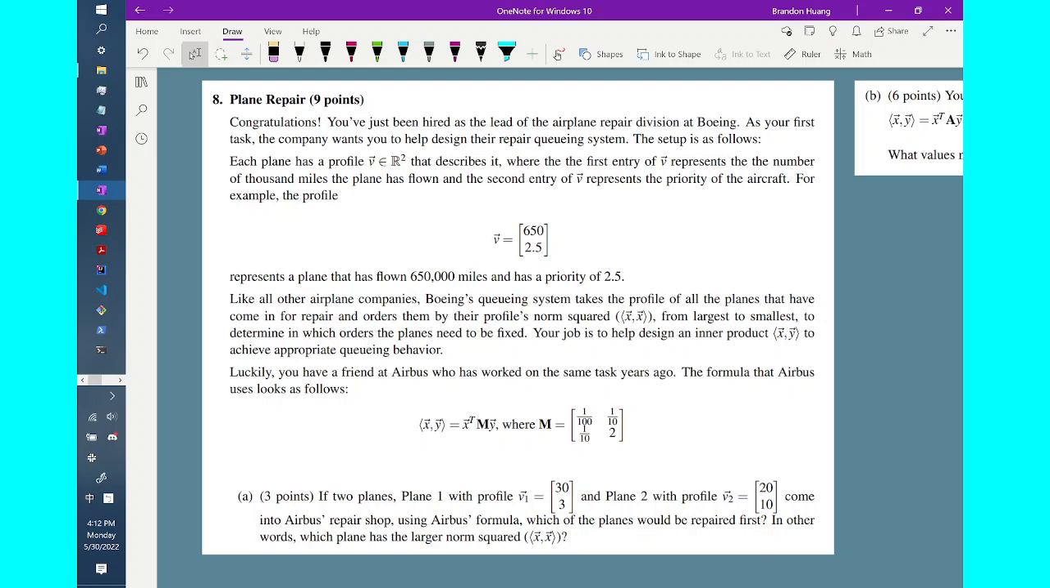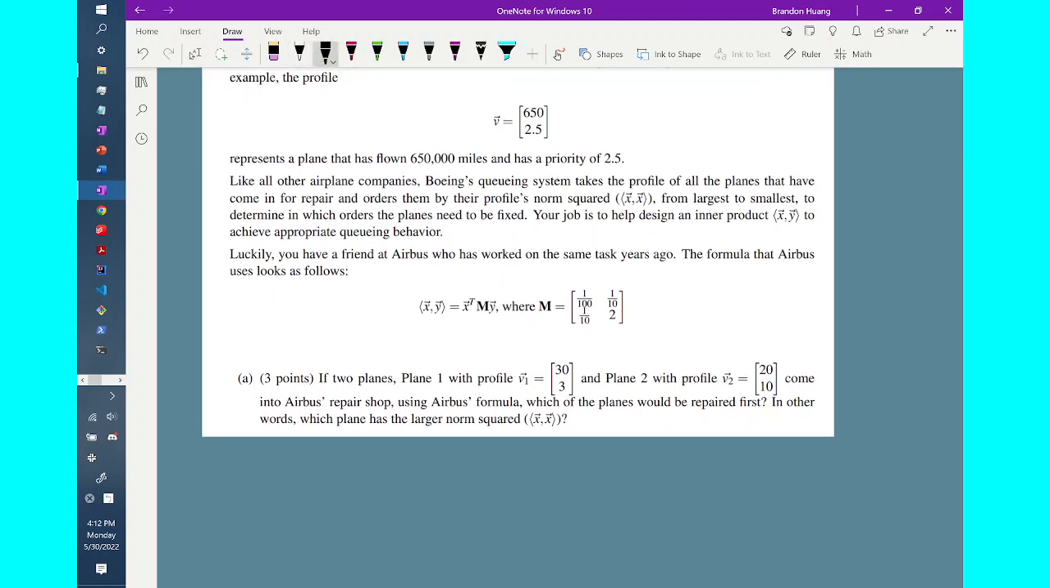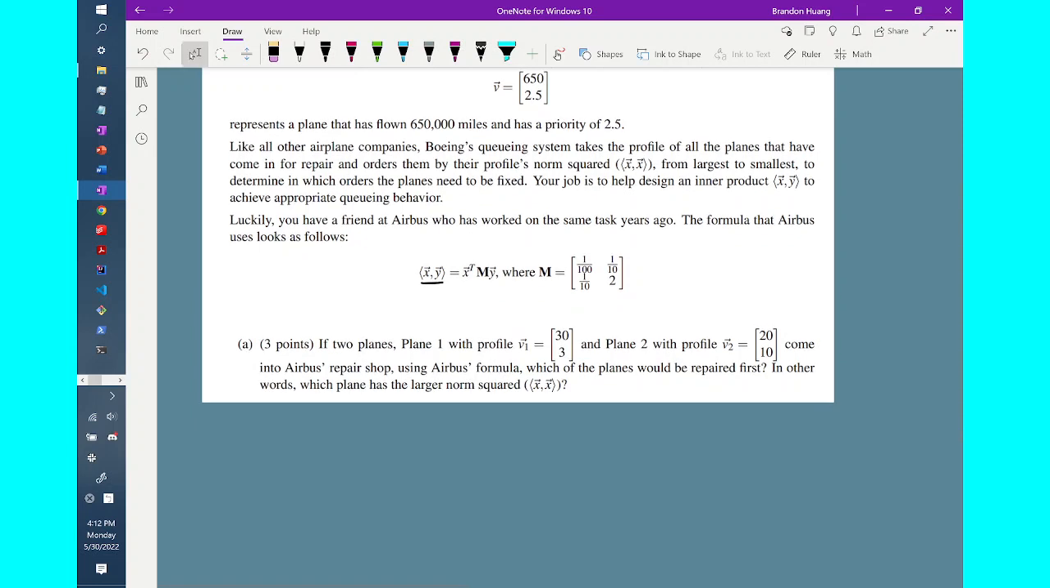And our current metric for part A will be the one that's used by Airbus, which will be this inner product definition, such that the inner product of x and y is equal to x transpose times this matrix M, which has the components here, times y. So if two profiles are here, which one should we fix first? Should we fix the plane with profile V1 first or the one with V2 first?